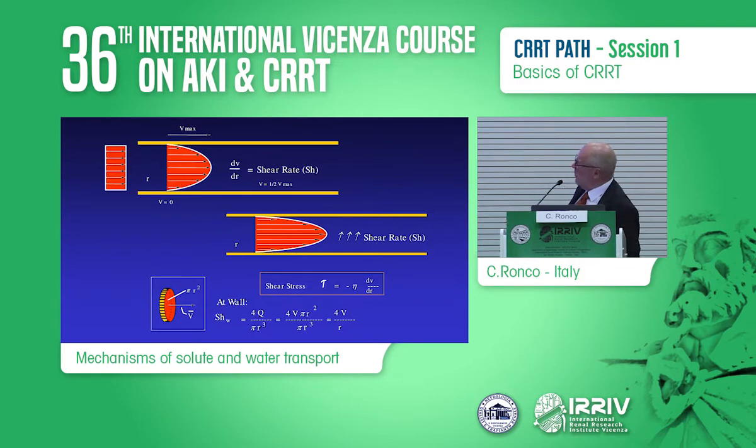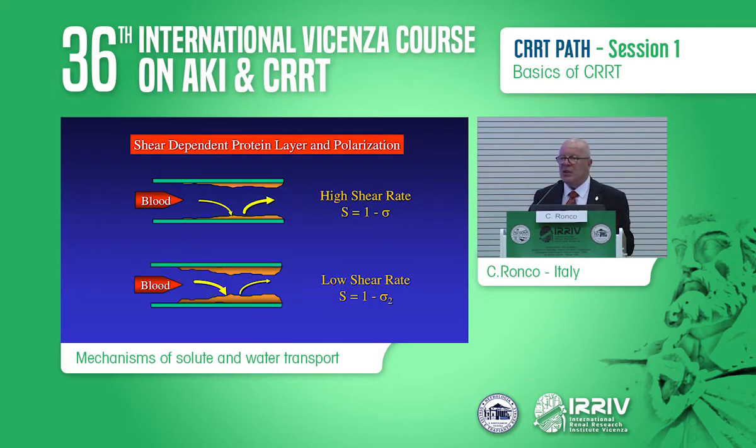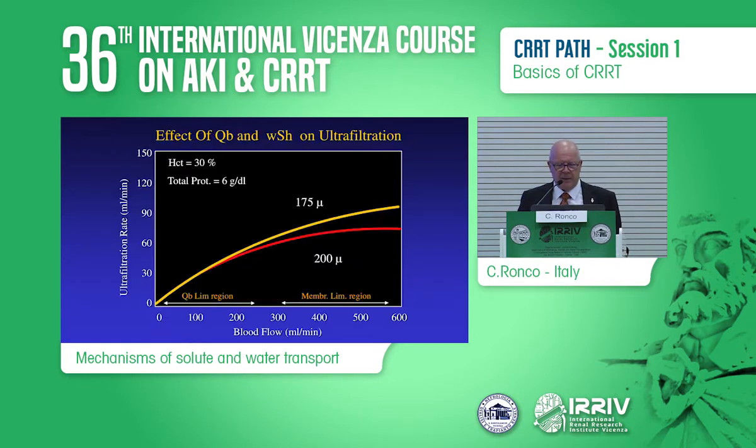And this parameter that we call wall shear rate, which is a gradient of velocity between blood and the wall of the fiber, if it is very high, generates an effect of shear, an effect of cleaning on the surface at the blood membrane interface, while at low shear rate, you tend to have accumulation of proteins. And that explains why, for example, if you have a much higher flow or reduced inner diameter at a given blood flow, you tend to have higher ultrafiltration rates in this type of fibers.